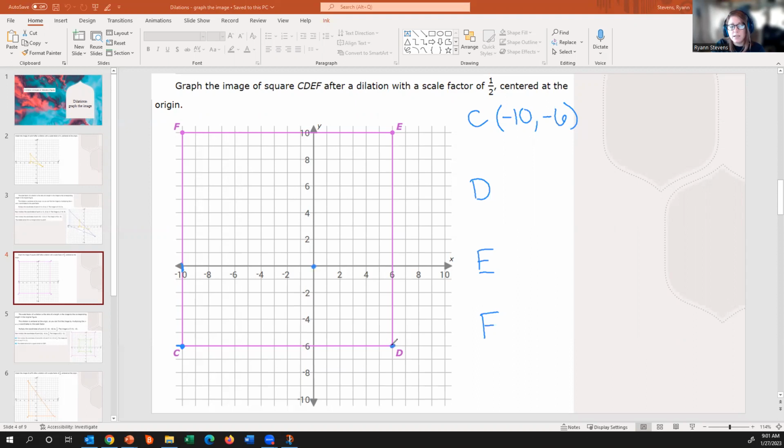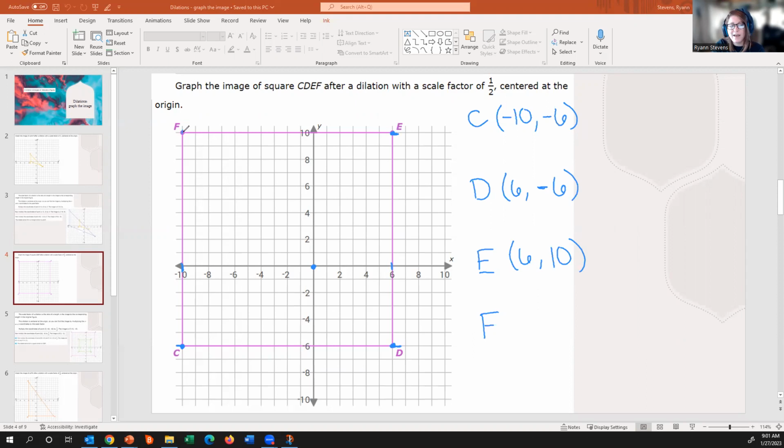Next, we're going to look at D. And this time we're starting at the origin. We're going +6. And then we're going down -6. Then we're going to go to E here. And E, we're going to start at the origin. We're going to go to a +6. And then we're going up to a +10.